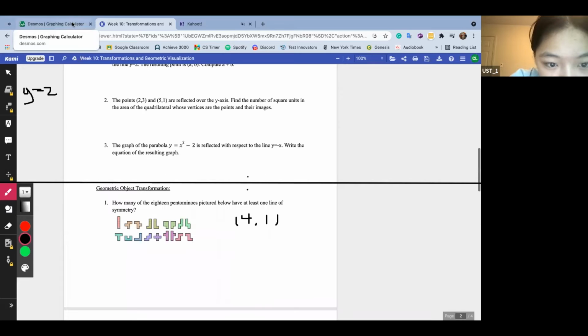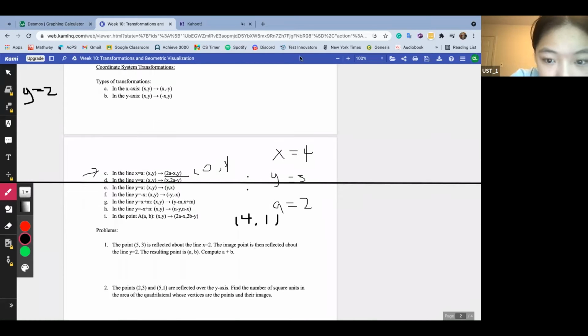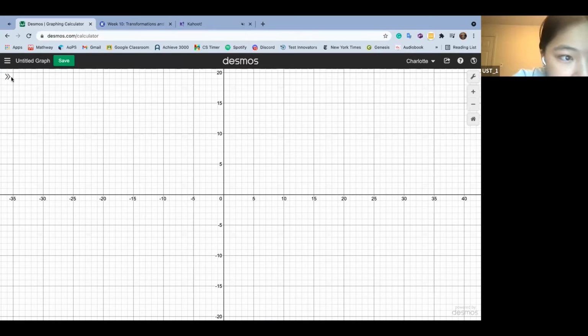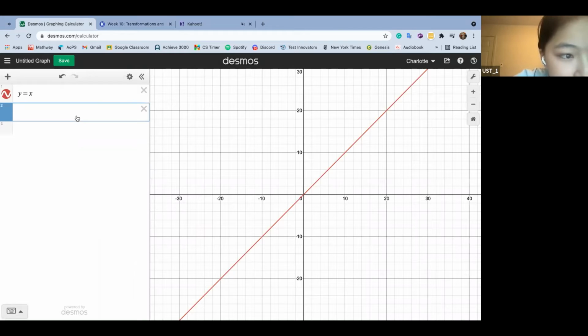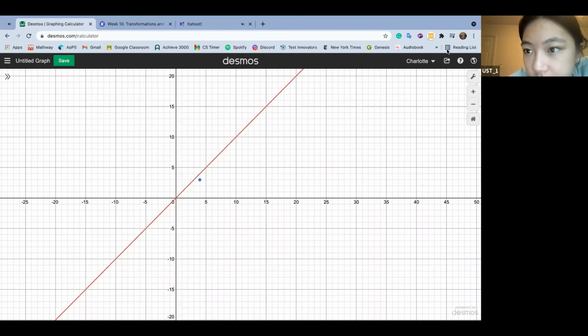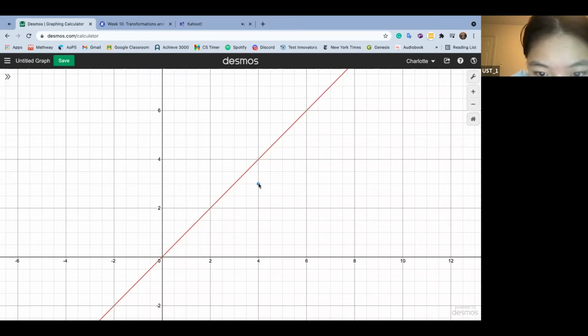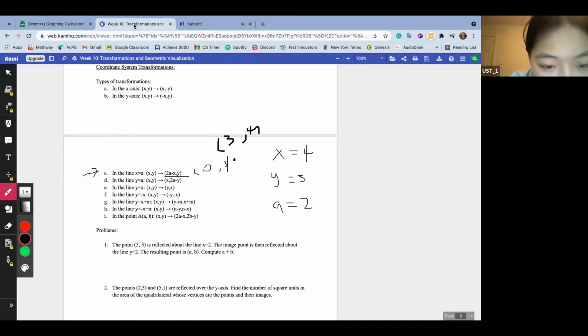Okay, so the next one. Next one is across the line y equals x. So, I actually want to put in the equations here. For 3, what you do is you just reflect across this line to here, which is the coordinate 3, 4. And how you do this is you have the coordinate x, y, it becomes y, x. So you just flip it.